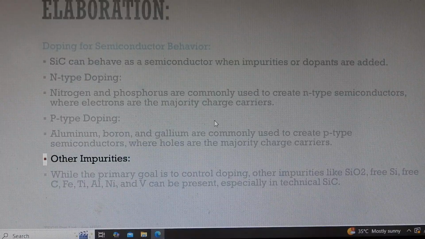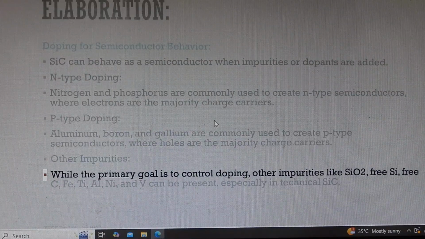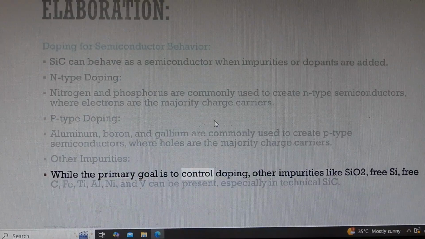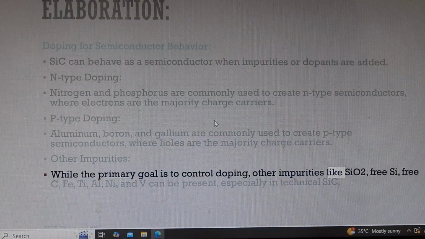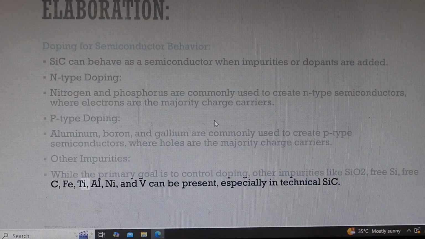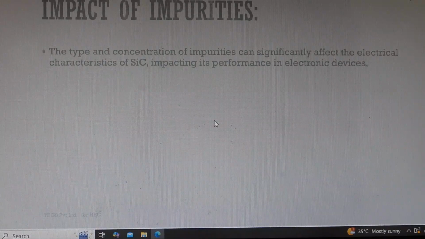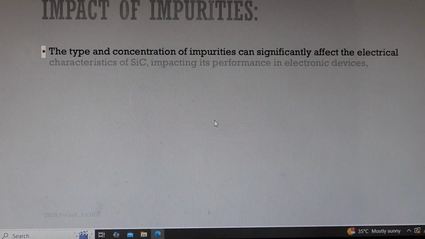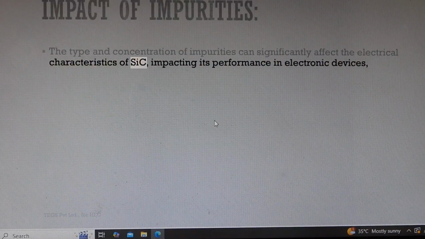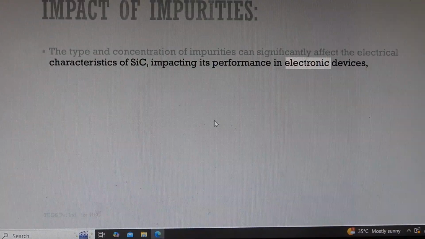Other impurities. While the primary goal is to control doping, other impurities like SiO2, free C, Fe, Ti, Al, Ni, and V can be present, especially in technical SiC. Impact of impurities. The type and concentration of impurities can significantly affect the electrical characteristics of SiC, impacting its performance in electronic devices.